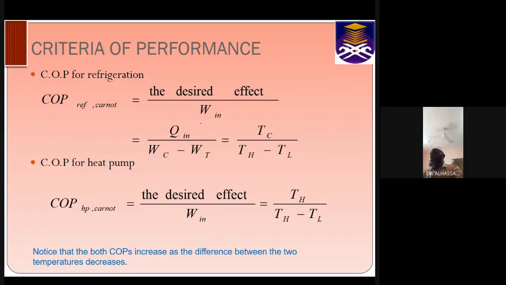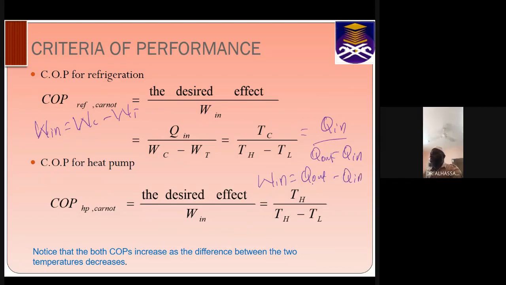Okay? So now again, this I've already explained. I won't waste much time. So now this W in can be defined as WC minus WT. And then if you substitute into this equation, we have this. Then again, if you go by the first law of thermodynamics, or the definition for the reversible heat engine, this equation can also be expressed in terms of Q in divided by Q out minus Q in, which is equal to, so we have W in is equal to Q out minus Q in, like this. So if you substitute QL divided by QH equals TL divided by TH into this equation, eventually you can get this.